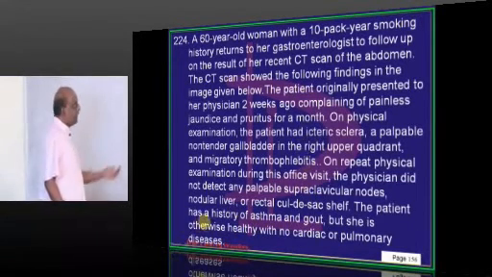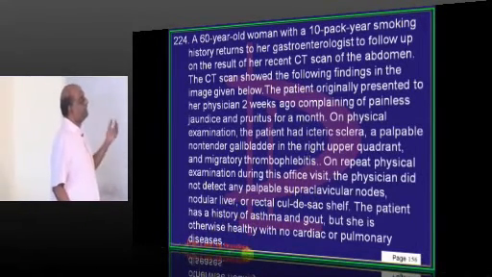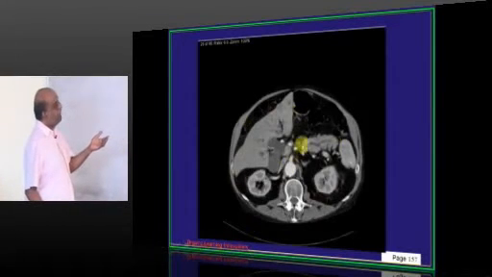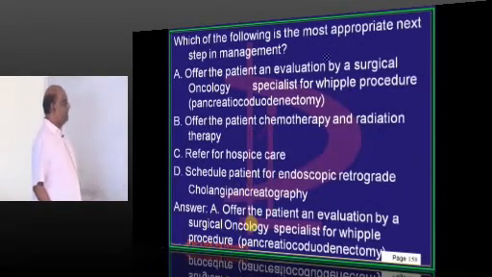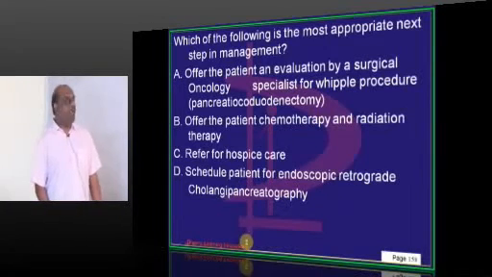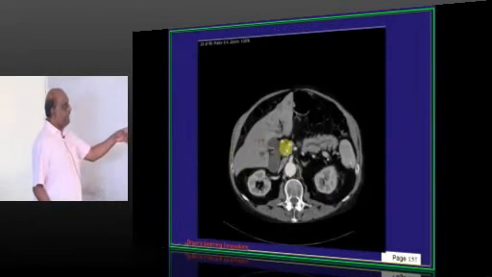A 60-year-old with a 10-year smoking history comes to the gastroenterologist, and the CT findings have been shown to you. So what do you want to do in this given case? So basically there is a mass in the head of the pancreas.